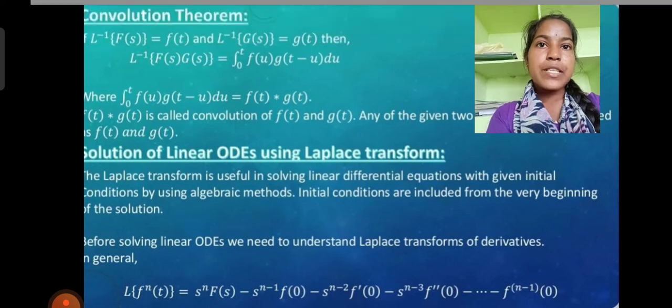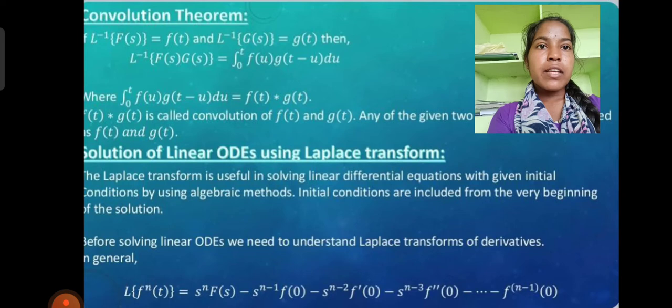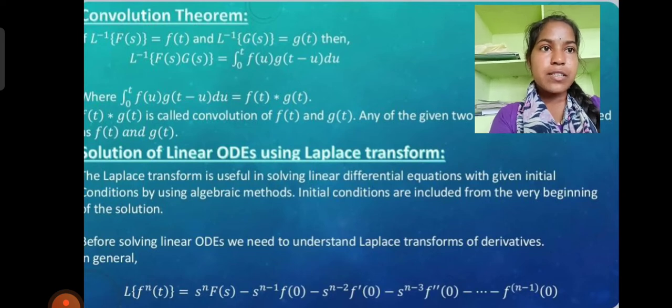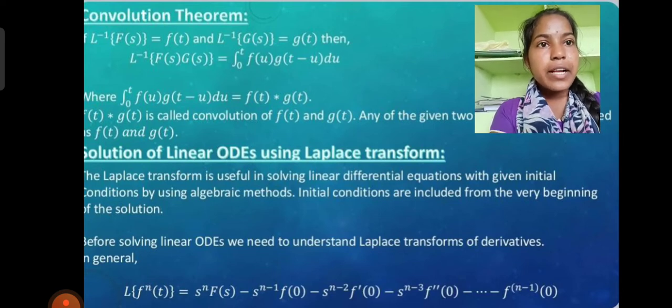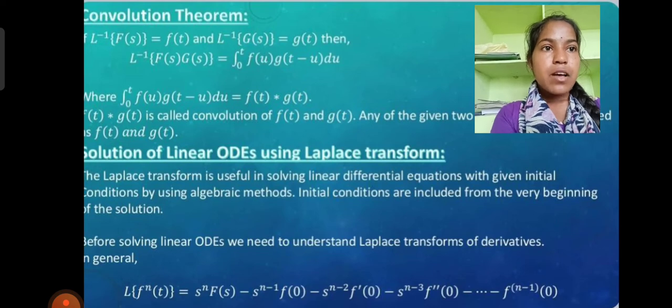ODEs using Laplace transform. Solution of linear ODEs using Laplace transform. The Laplace transform is useful in solving linear differential equations with given initial conditions by using algebraic methods. Initial conditions are included from the very beginning of the solution. Before solving linear ODEs, we need to understand Laplace transforms of derivatives in general.